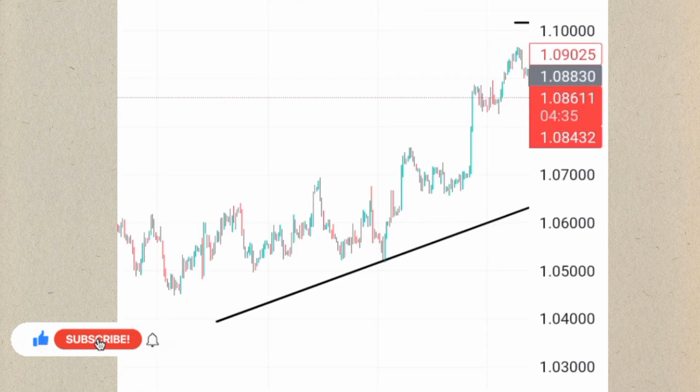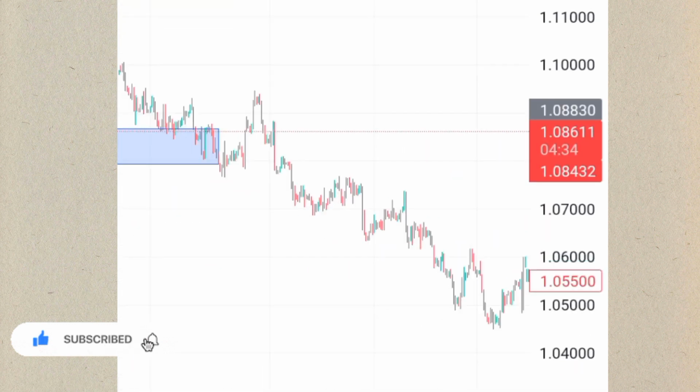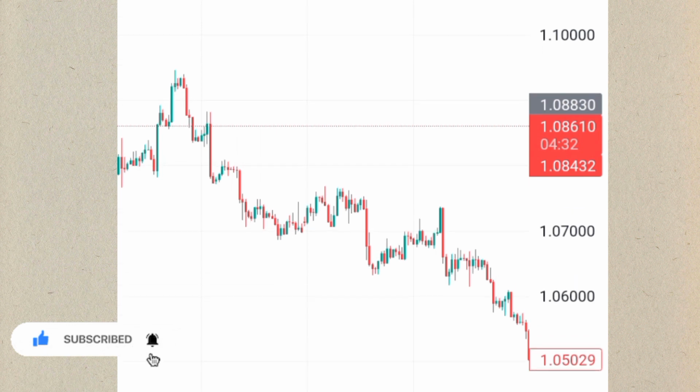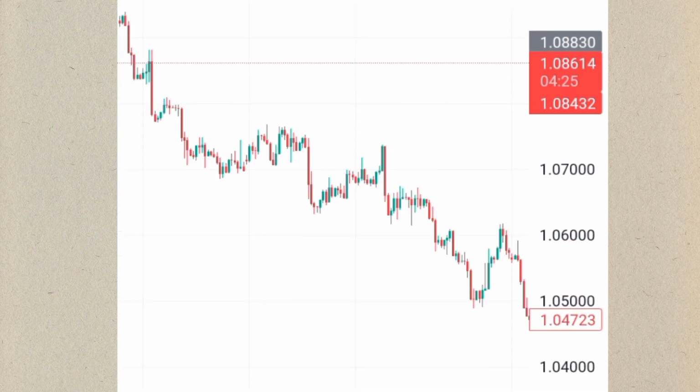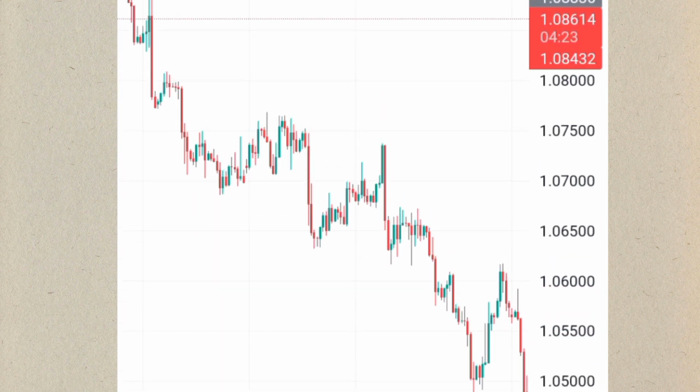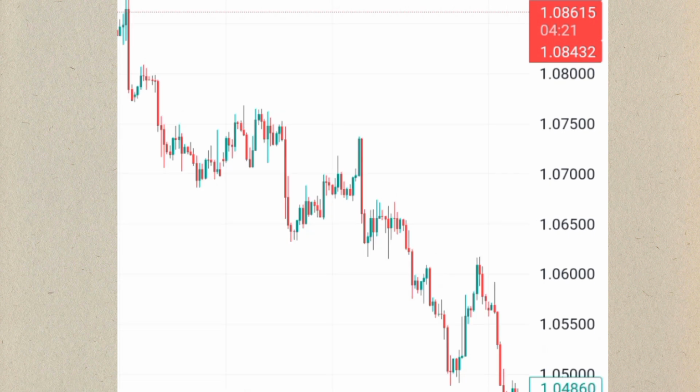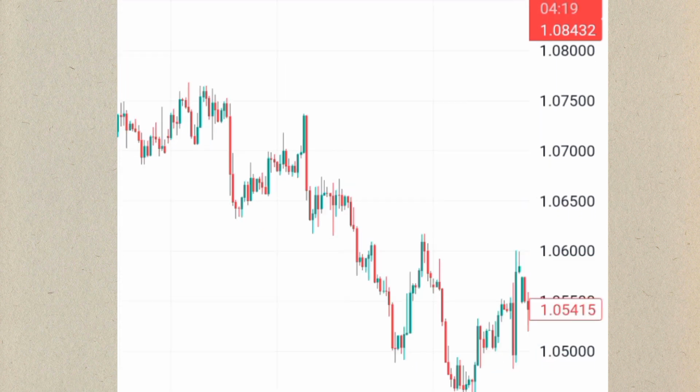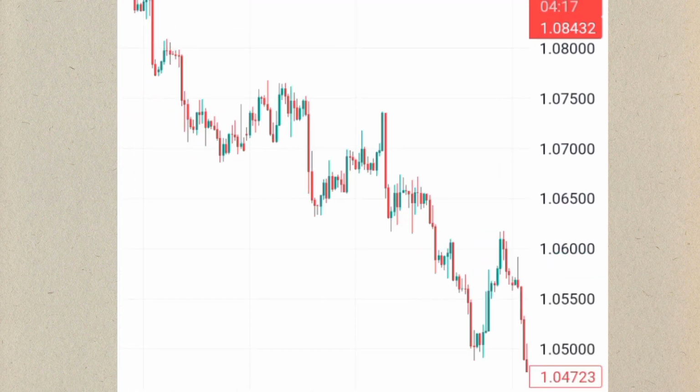So how do we identify fair value gaps in the market? As we said, they occur when there are inefficiencies in the market. We use only 3 candles to identify a fair value gap or imbalance. Let me show you.